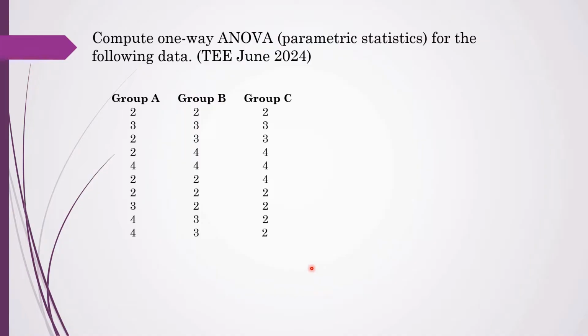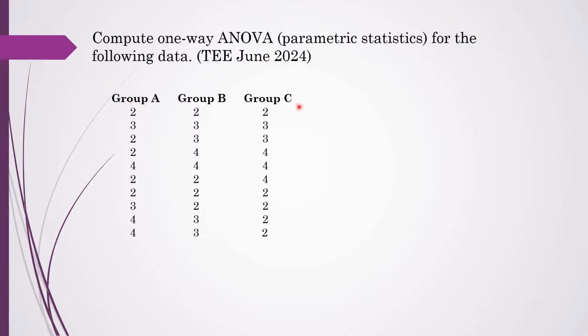I am not going to solve this question in detail. I am hoping that you will take it from here, solve it yourself, and you can just come back and check if you have got the correct answer. So the first step, optional. You can mention the null hypothesis that there is no significant difference between the groups, or the alternate hypothesis that there is a significant difference between the groups.